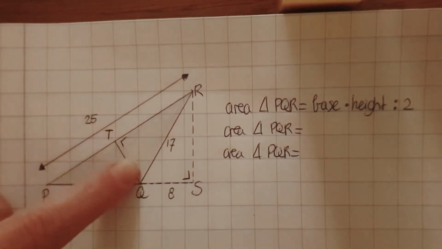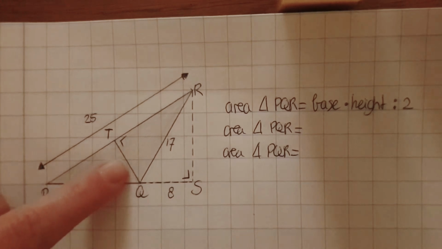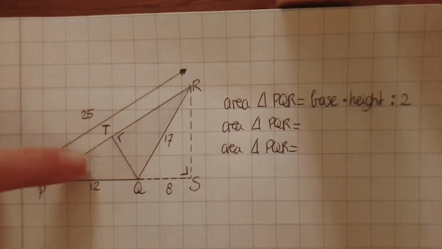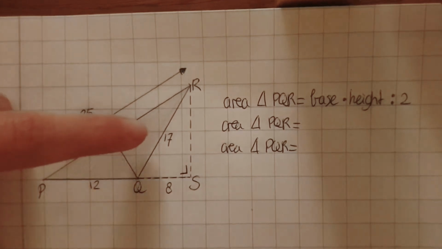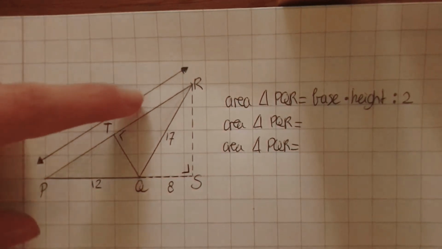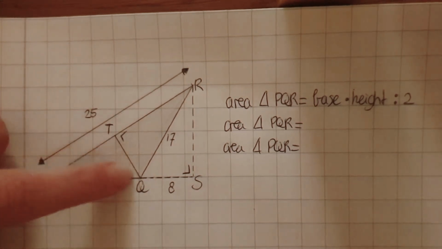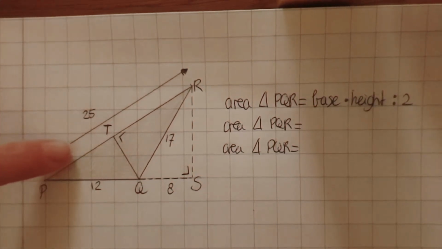But do I know what TQ is, this height? I have no idea. Is it in a right angle triangle where I can maybe use Pythagoras theorem? Yes, it is. But I don't know this side. I do know that side, but I don't know this side. So I can't calculate TQ. And what about this triangle?